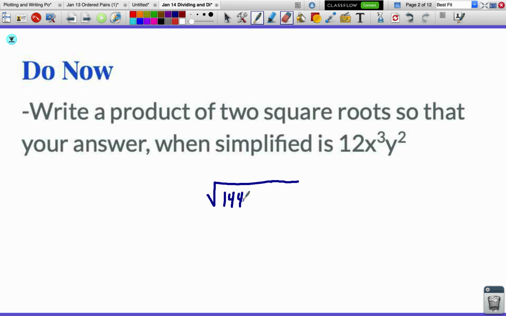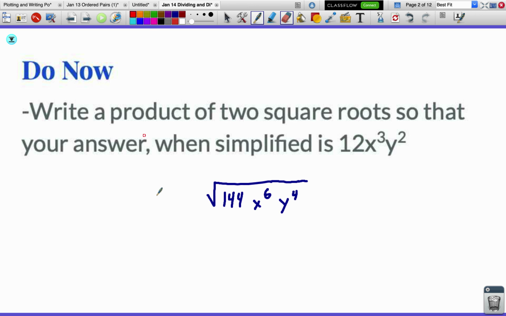So I'd have to put a 144 underneath the square root so that when I took the square root of it, it'd become a 12. I'd have to put an x to the 6th, so that when I took the square root, that would become an x cubed, and then a y to the 4th. To have four y's there, so they pair off into two groups of two, and you get a y squared.